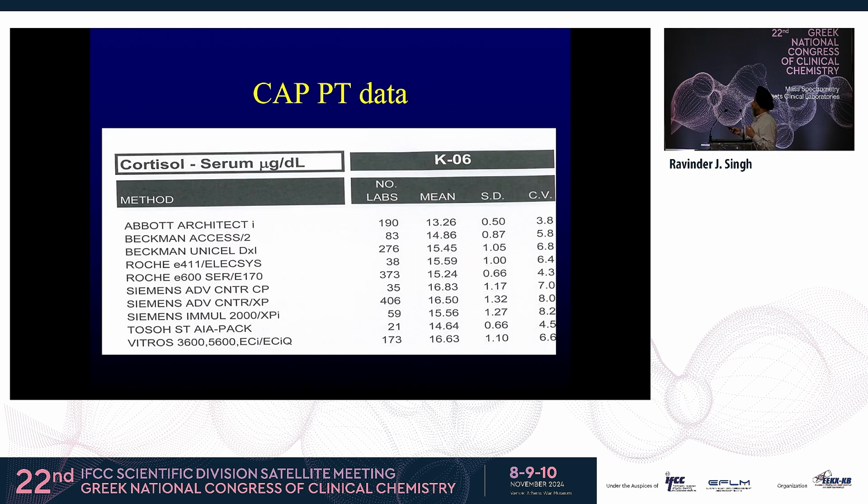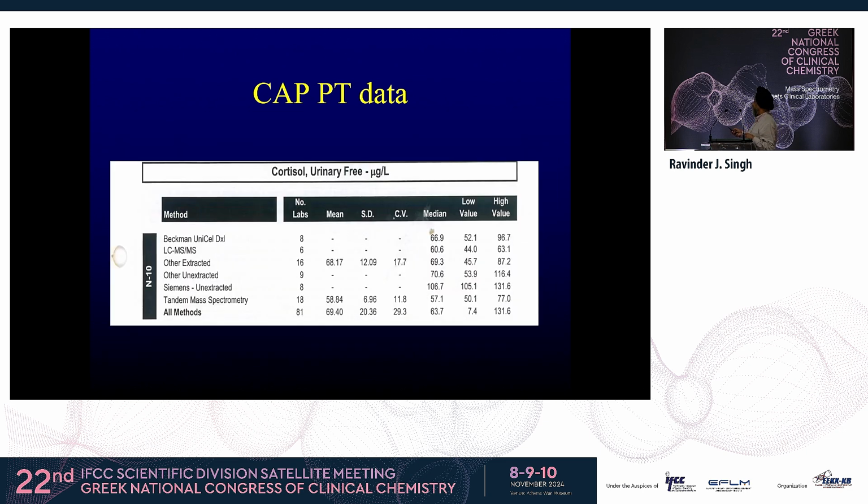This is the College of American Pathologists proficiency data, and you also have similar EQAs here. For plasma now, the situation is not as bad. The Abbott instrument is being used by 190 labs. The mean is 13.26, and for Vitros the mean is 16. Ideally, there is going to be one accurate number. We don't know what is accurate between 13 and 16 here.